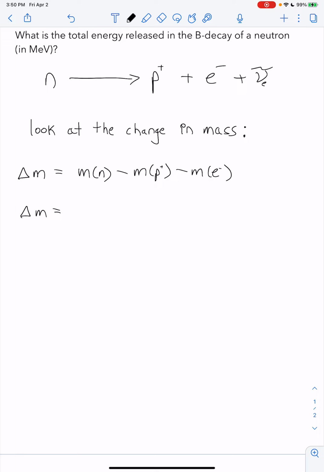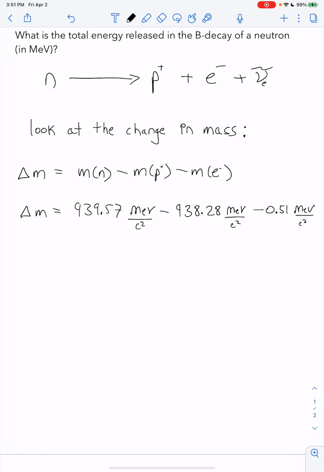So the mass of a neutron is 939.57 mega electron volts per c squared. And similarly for the others. Okay, so if we do the subtraction here, we end up with a difference in mass of 0.78 mega electron volts per c squared.